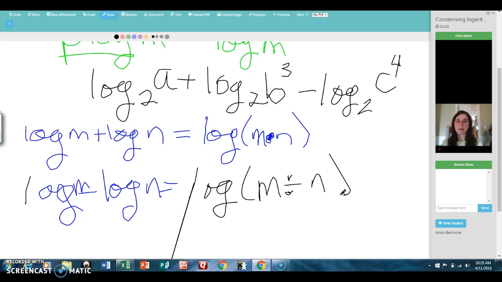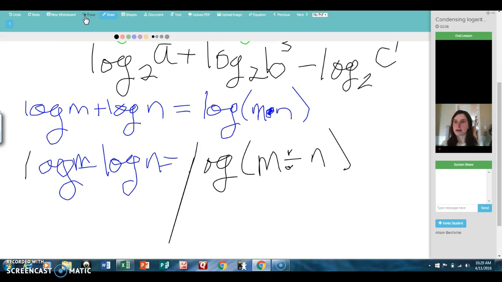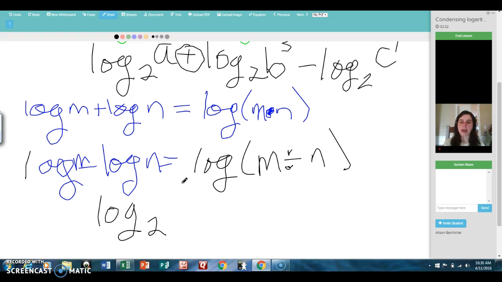All right, so let's go back to the problem at hand. Let me scroll down for a little more space. I'm going to use my addition rule here. So that's going to give me log base 2 of a times b, I'll just write ab. And then this subtraction here tells me to divide, so I'm going to put that all over c. That should be b cubed, sorry, and c to the 4th. There we go. So that's my final answer.